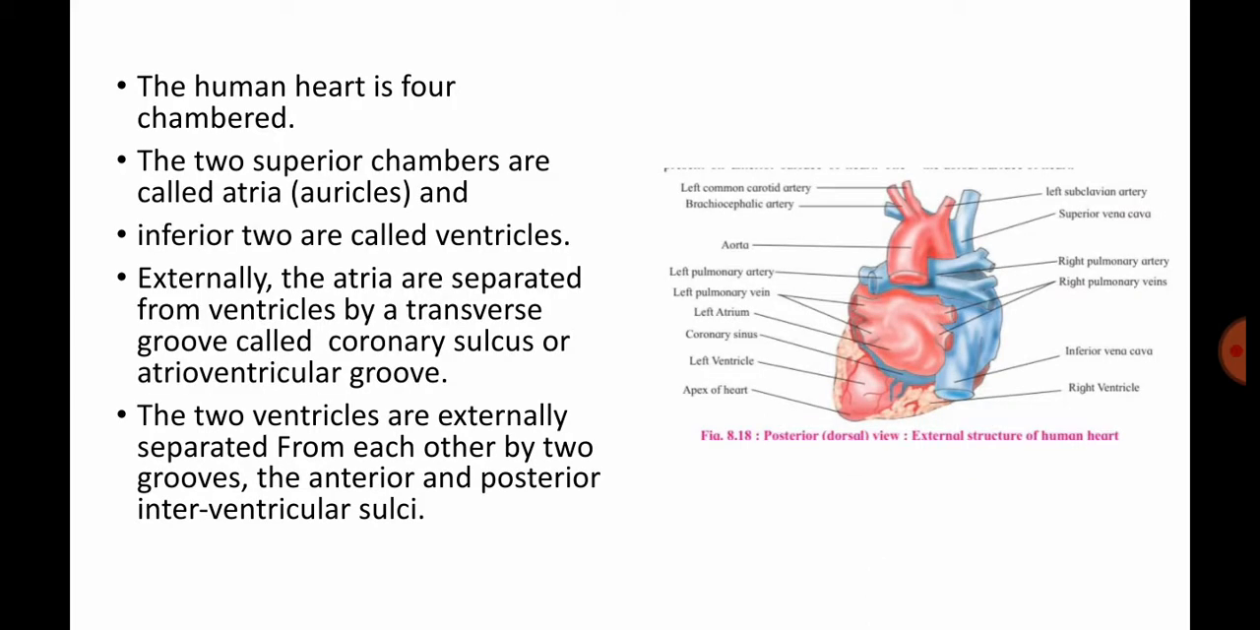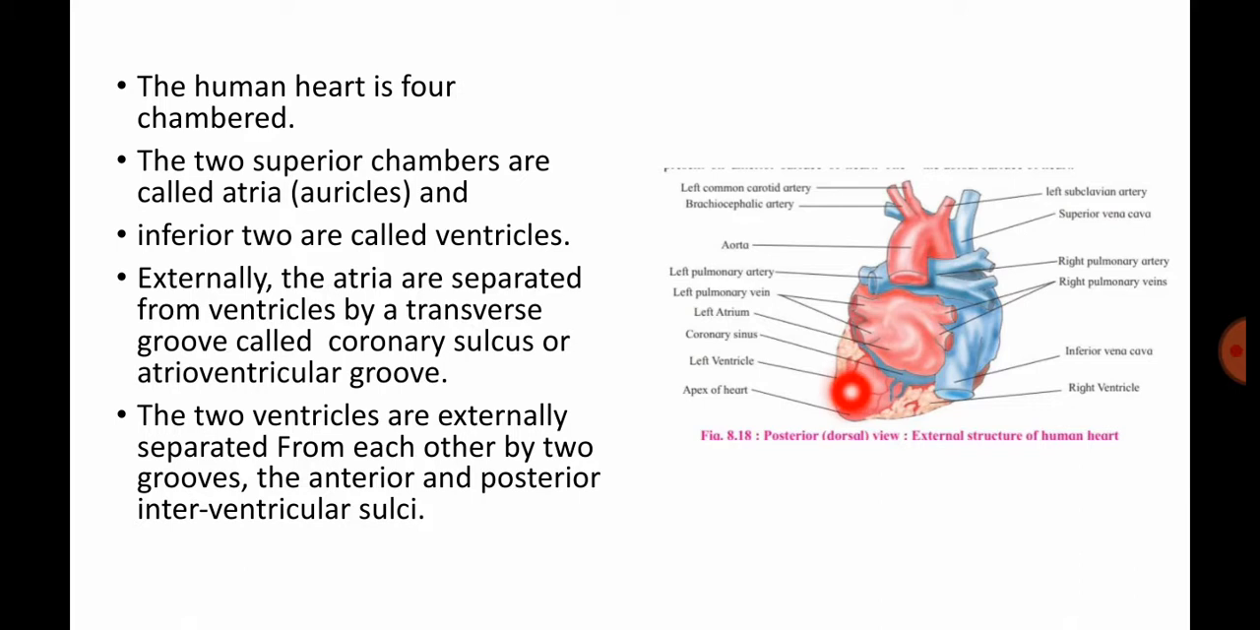So coming to the topic, the external and internal structure of the human heart. The human heart has 4 chambers, 2 auricles and 2 ventricles. The upper 2 chambers are called the auricles and the lower 2 chambers are called the ventricles. And you can see here the groove between the auricles and ventricles is called the coronary sulcus or atrioventricular groove.